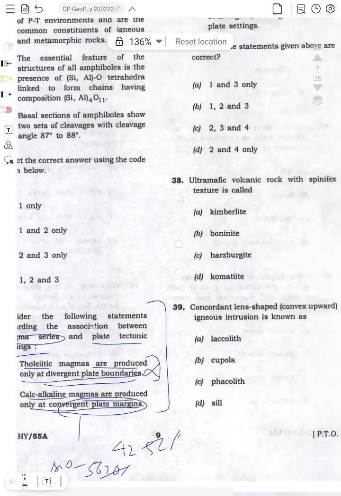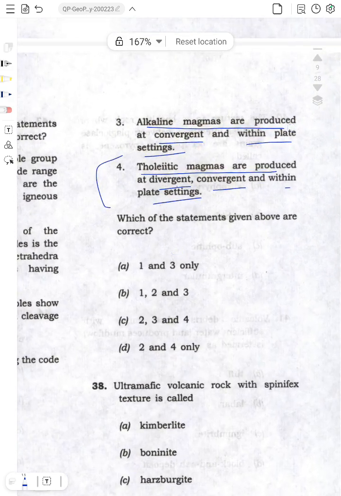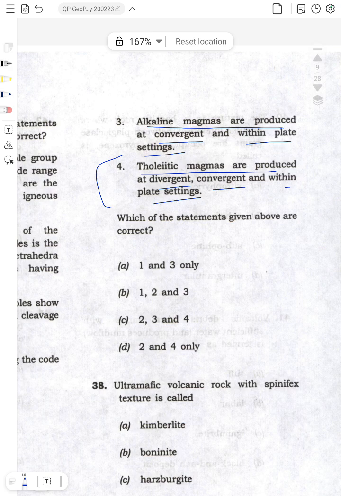Okay, now alkaline magmas are produced at convergent and within-plate tectonic settings. It has SiO2 less, Na2O and K2O more. It has feldspathoids, nepheline, leucite, alkali feldspar, clinopyroxene, orthopyroxene, amphibole. Alkaline magmas are of two types, sodic rich and potassic rich.